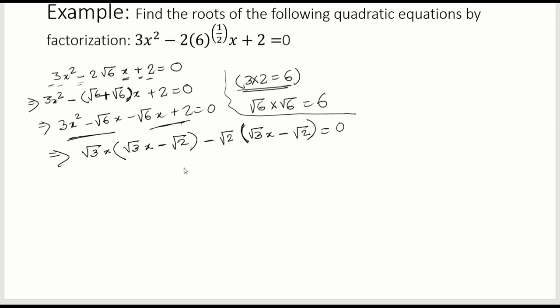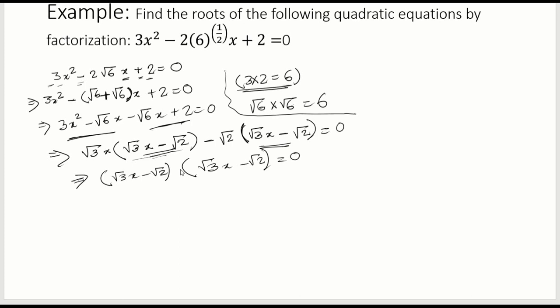The reason we took root over 3x and root over 2 common here is that we want these terms to be equal. You can do it in various ways, just that it looks good, so we took root over 3x and root over 2. You can take something else also as common outside, because this will anyway become equal if you take the correct factors out. So here we can take root over 3x minus root over 2 as a common factor and take it out, and we will get root over 3x minus root over 2 equals 0.